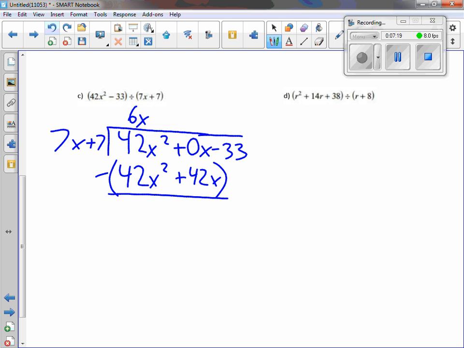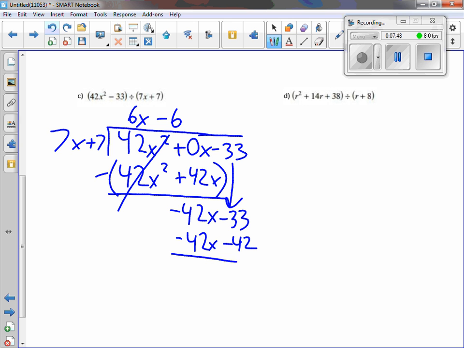And then finally we subtract. 42x squared minus 42x squared, again, we know that should always cancel out. 0x minus 42x is negative 42x. Drop down the negative 33. Start over. Negative 42x divided by 7x, we get negative 6. Then we distribute that negative 6 over here. We get negative 42x minus 42.